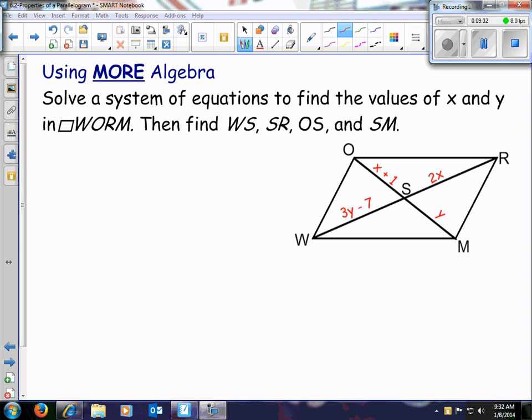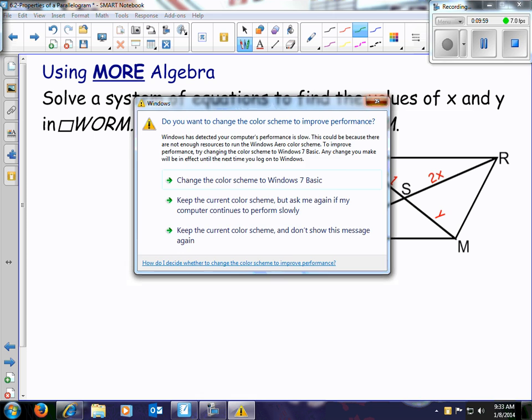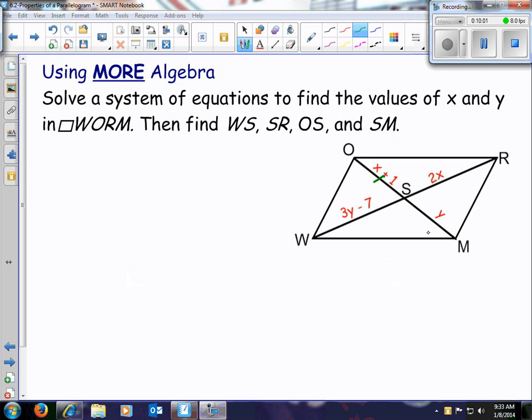Okay, using more algebra, we are going to use a system of equations. A system of equations means it's more than one equation to find the values of x and y in parallelogram WORM. Then we're going to find WS, SR, OS, and SM. So the first thing we need to do is remember what it means when we have diagonals. Remember, diagonals bisect each other, so that means that this is congruent to this, and this side is congruent to this side.